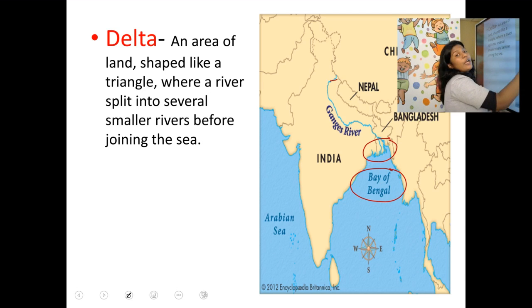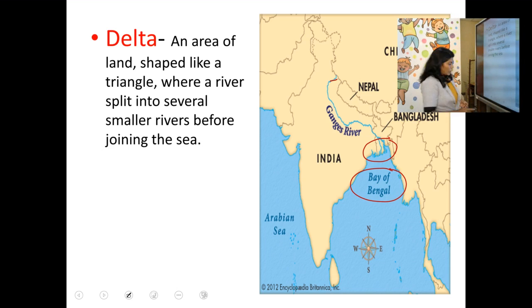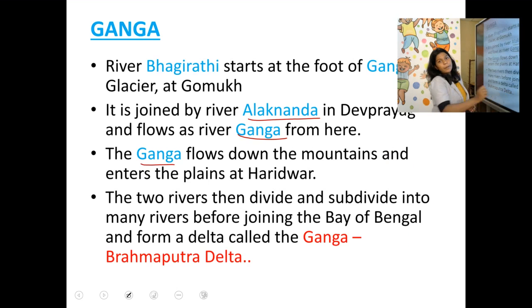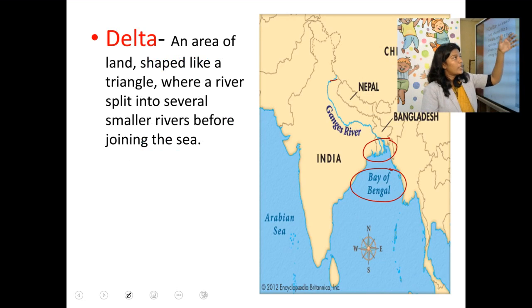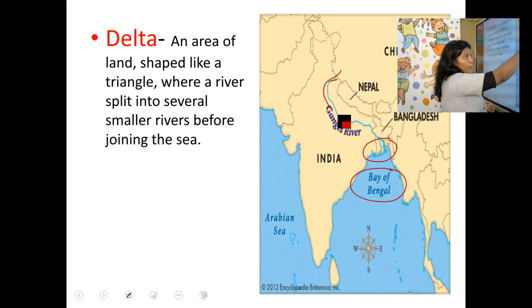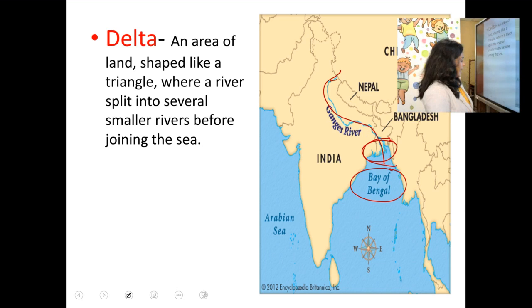Here the Ganga river formed a delta. It is called the Ganga Brahmaputra delta. Before joining the Bay of Bengal, the Ganga forms a delta called the Ganga Brahmaputra delta. Got it? So the Ganga emerged here, flows through the mountain ranges, reaches the Bay of Bengal, and forms the Ganga Brahmaputra delta.